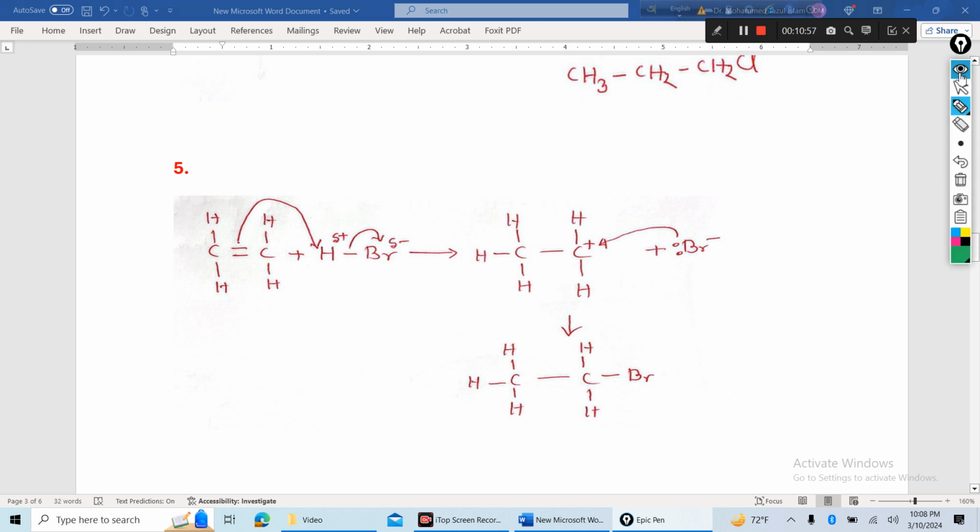Now, ethene reacts with hydrogen bromide to produce bromoethane. This is also an electrophilic addition reaction mechanism, shown with displayed formula. Bromine takes the electron to form Br delta minus, partially negative, and hydrogen becomes delta plus, partially positive.